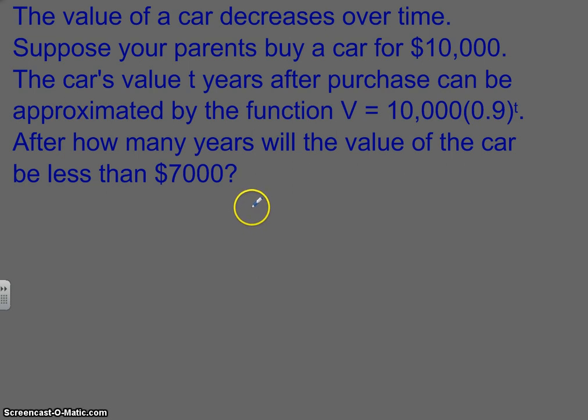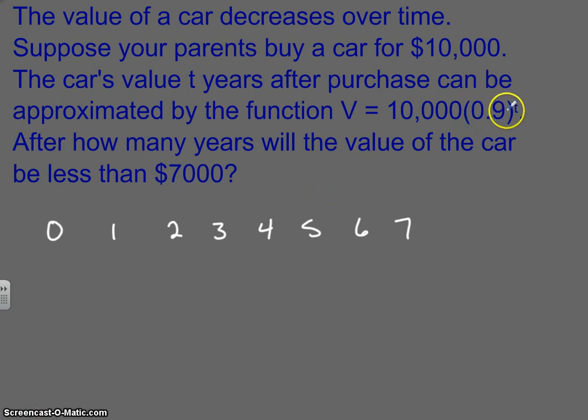Okay, the value of a car decreases over time, which I've already mentioned. Suppose your parents buy a car for $10,000. The car's value T years after purchase can be approximated by the function V equals 10,000 times 0.9 raised to the T power. After how many years will the value of the car be less than $7,000? Well, you want to do a table like this. We're going to have 0 years, 1 year, 2, 3, 4, 5, 6, and 7. We're going to figure this out for each year and see when we dip below 7,000.